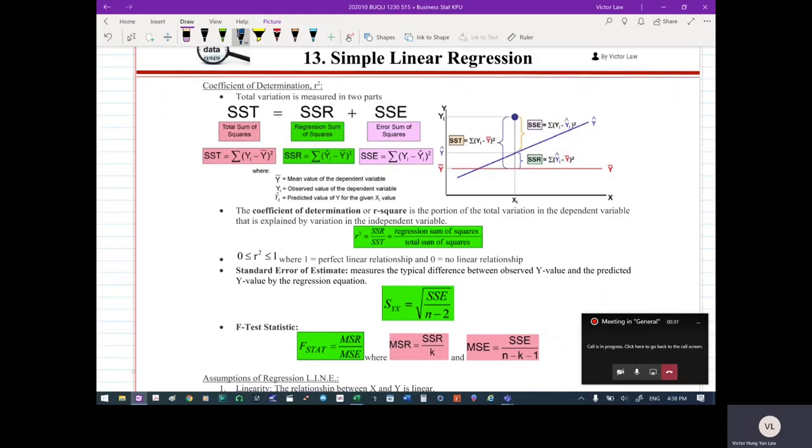So right now what we're looking at is R squared, the coefficient of determination. And the equation for the coefficient of determination is SSR divided by SST. That's the equation for R squared. And what R squared does is that it explains the proportion of total variation in the dependent variable, which is your Y, that is explained by the independent variable, which is your X. Okay, so this is what R squared tells you.